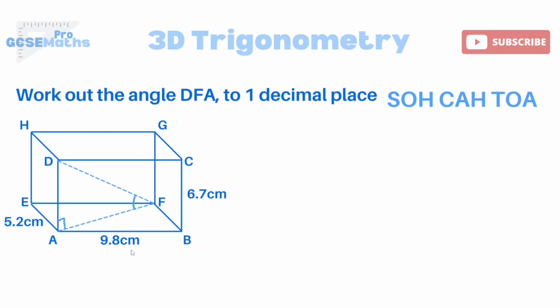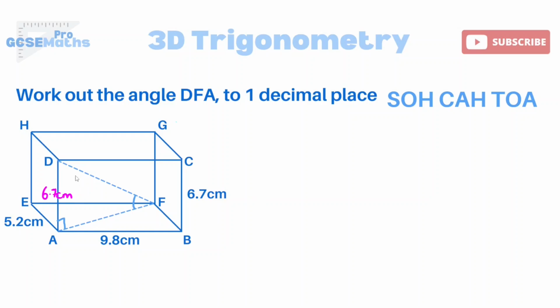So SOH CAH TOA is still going to be used in the exact same way. If I look at this triangle, DFA as a triangle, I want to find out the angle, which means I need to know 2 sides. Now, I've got here that BC is 6.7, which means that AD is also that, isn't it? Given that we have a cuboid. So I'll just put that in pink so we can see it. So that is 6.7 in height. However, I don't have another side.